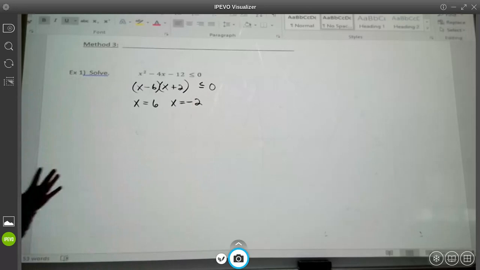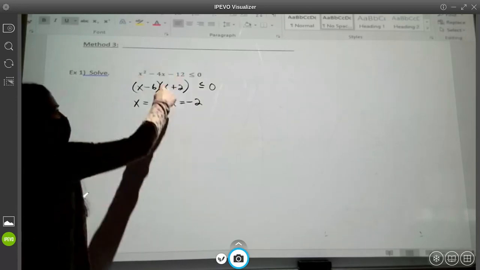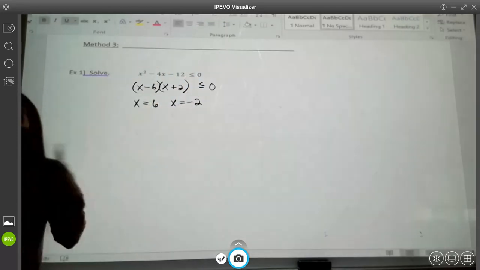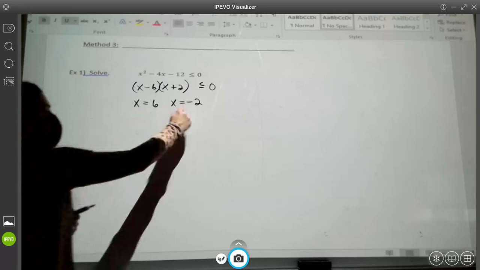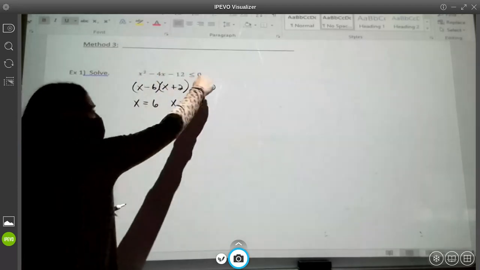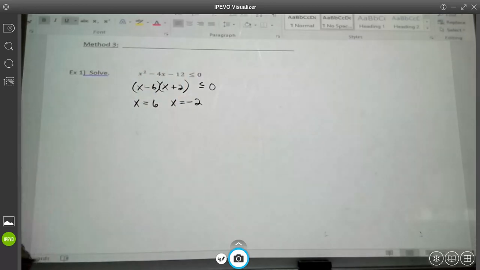So plug 6 in, this will become 0. Is 0 less than or equal to 0? Yes. So 6 is an answer to this problem. Plug negative 2 in, it'll make this become 0. Is 0 less than or equal to 0? Yes. So guys, these are answers, but they're not the only answers. There's a lot of other answers that could make this expression a number less than or equal to 0 too.